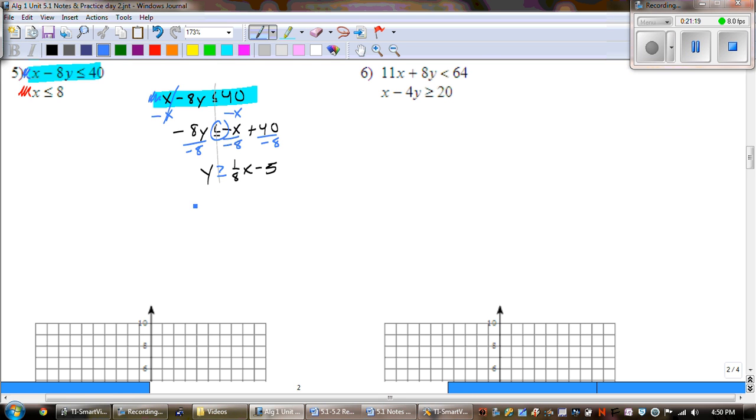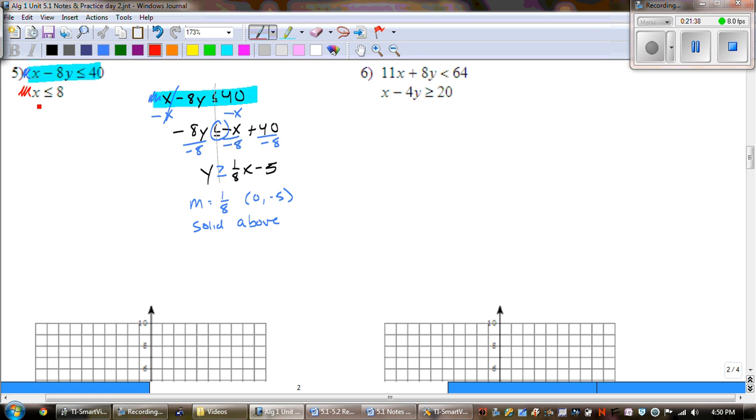Okay, so that line, our slope is 1/8. We start at 0, -5. Okay, it's solid, that's right. And it's going to be up above because it's greater than.